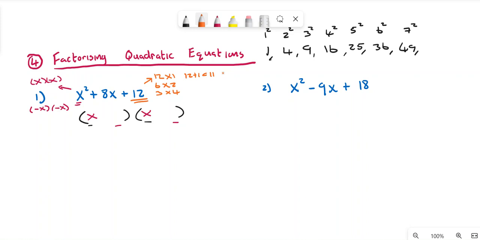Okay, so it's not going to be those pairs there. If we did 12 minus 1, for example, that would give us 11. 12 plus 1 would give me 13. So it's not going to be these two here, so we can rule those out.